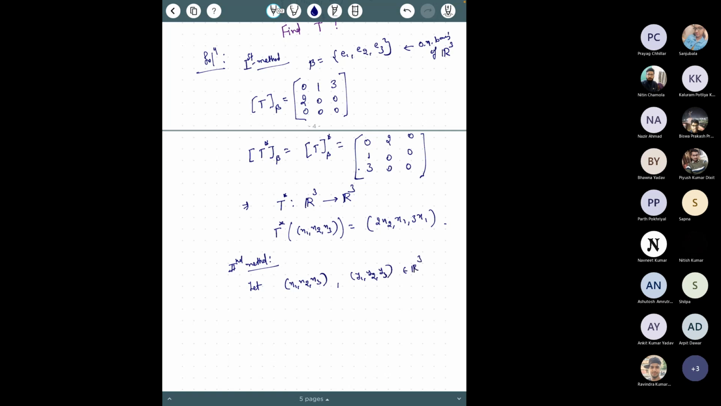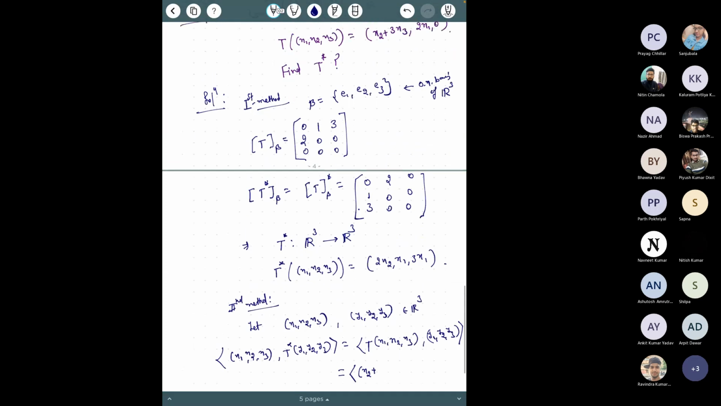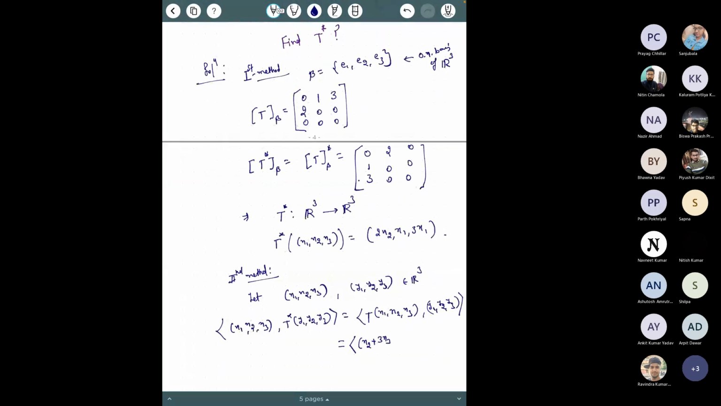We don't know yet T star, but we know that if T star exists, then it will satisfy this: the inner product of x1, x2, x3 with T star of y1, y2, y3 is equal to the inner product of T of x1, x2, x3 with y1, y2, y3. We don't know at this point what T star is, but if it exists, it will satisfy this. What does it mean? We know T of x1, x2, x3. By the definition of T, it is x2, x2 plus 3x3, then 2x1, 0. This is T of x1, x2, x3. And then y1, y2, y3, you can write as it is.